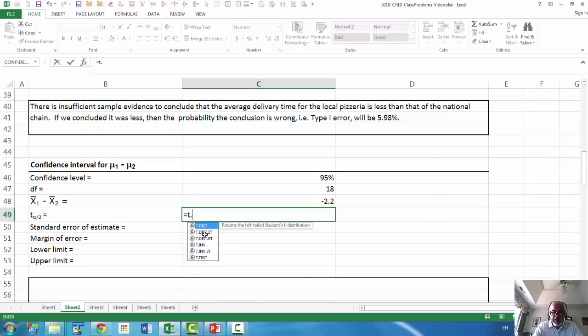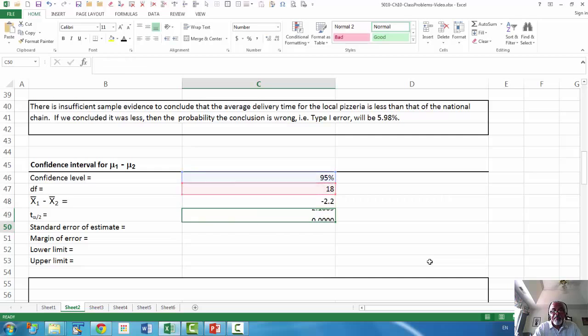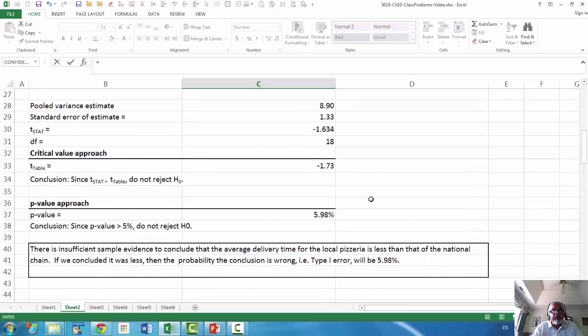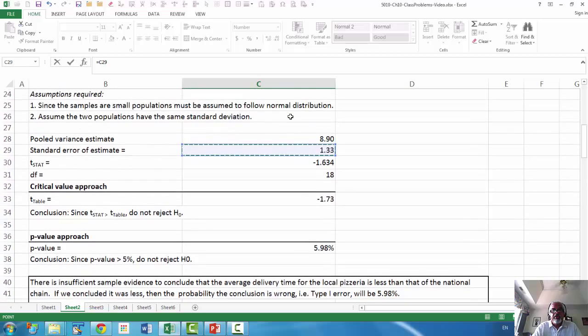So we get T.INV.2T, and the probability is 1 minus the confidence level. We want the alpha value, so that's 1 minus the confidence level and then the degrees of freedom. Okay, now the standard error of estimate, same as before, we've already computed that here. So we take that.